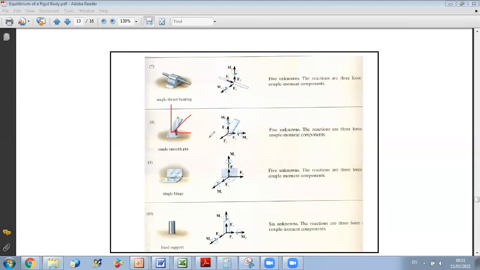So here I can just do rotation. So I will have Fx, Fy, Fz, and I will have My, Mz. I will only not have a couple in this direction because I can rotate around this direction.